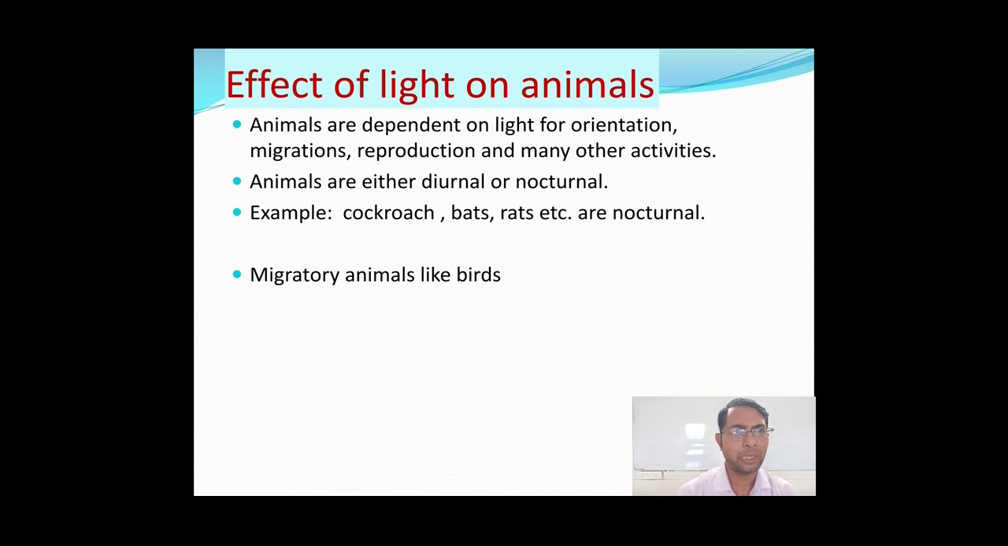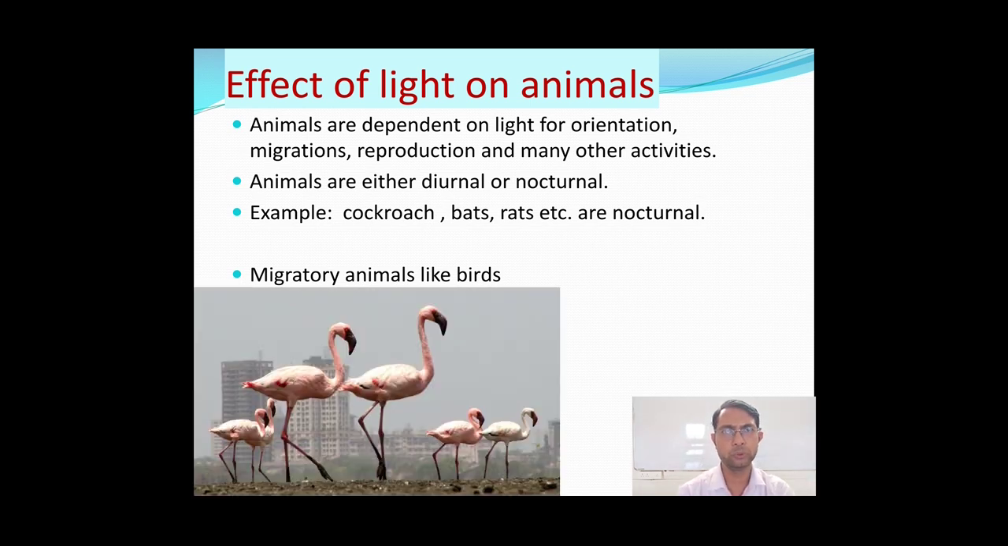Now migratory animals like birds also have the effect of light, and during that particular light period they will travel, they will stop, and again they will come back to their original places. Here is an example, the flamingo, which comes to the Mumbai region, and after the particular light period is off, they will go back to their original places.